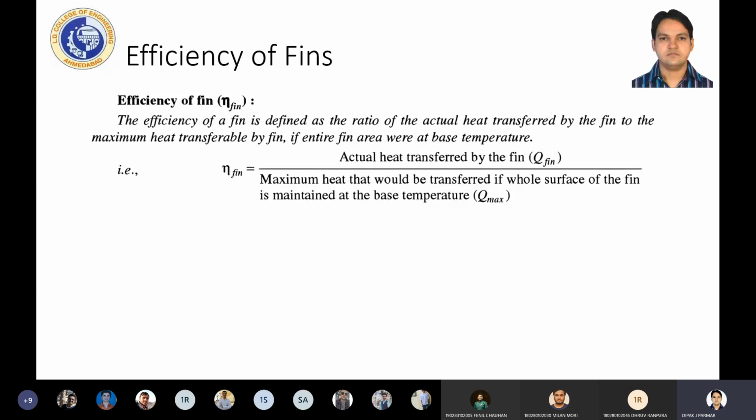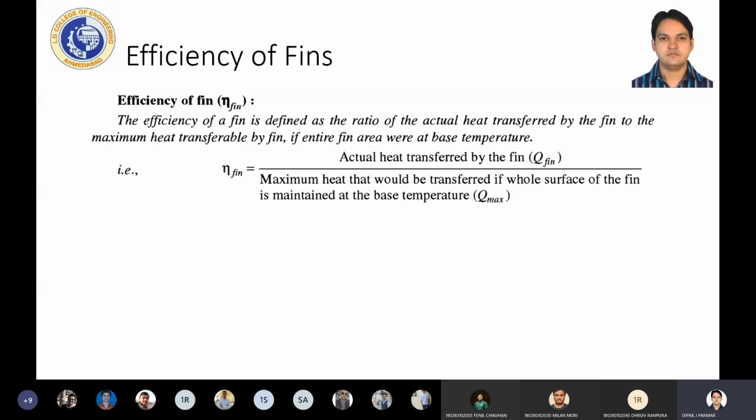that is what we need to calculate. If you are using different kinds of fins, your task is to calculate the efficiency, that is, how efficiently your fin is working. So let us start with the definition of the efficiency of a fin, and then we'll go further. What is the efficiency of a fin? The efficiency of a fin is defined as the ratio of actual heat transferred by the fin to the maximum heat transferable by the fin if the entire fin area were at the base temperature.